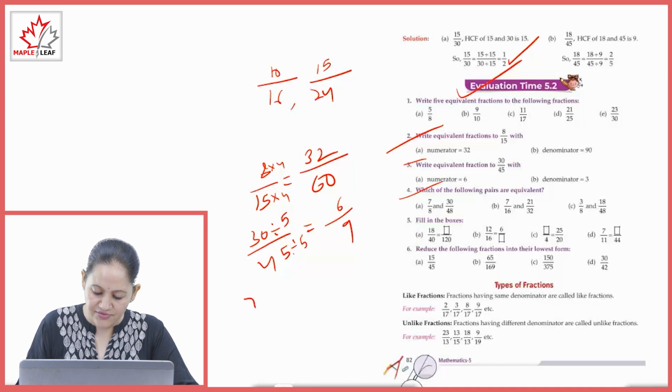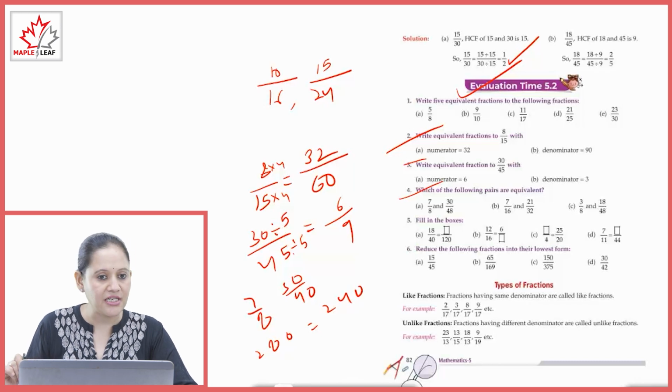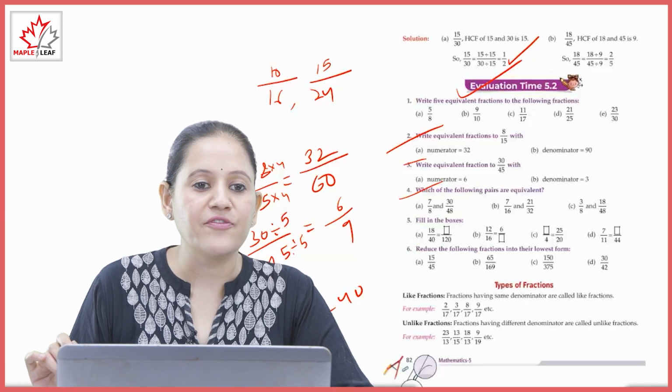Next, which of the following pairs are equivalent? To check, we'll do cross multiplication. 7 into 40 is 280. And then 30 into 8 is 240. They are not equal fractions. Clear?